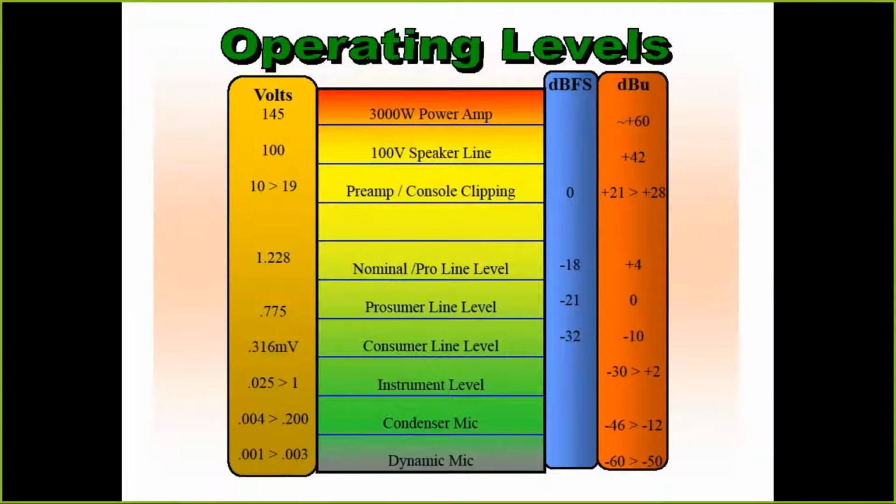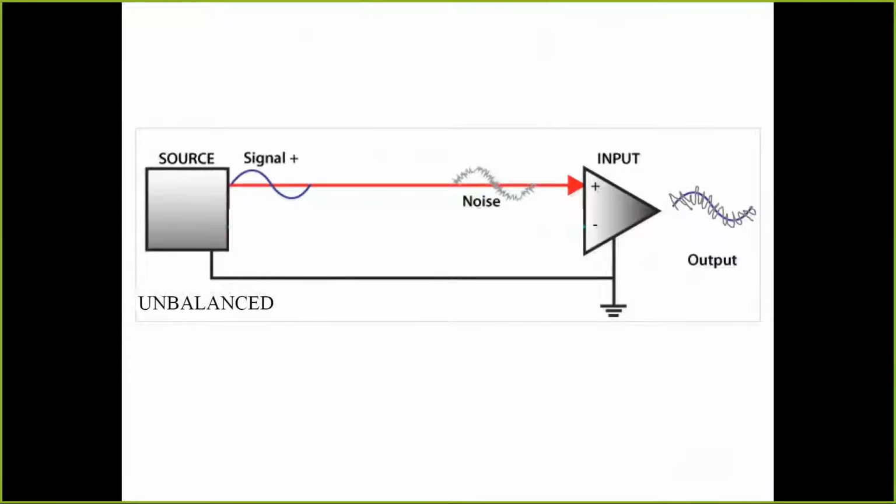And so the next thing would be whether it's an unbalanced output line or a balanced line. On an unbalanced line, you have just two wires, the hot and the ground. Ground doubles as shield in this case. And you can see that there's a signal there, and there could also be noise that's introduced into the line.